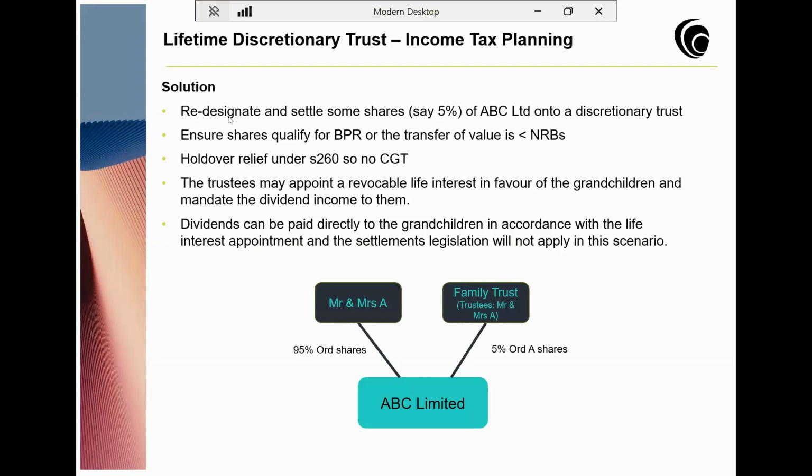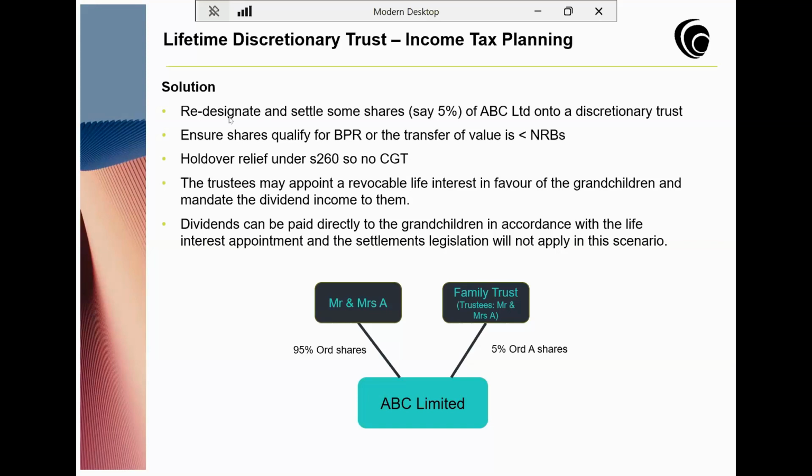Okay, now the transfer of the shares onto the family trust would qualify for holdover relief for capital gains tax under the same provision as I mentioned a moment ago. So at this point in time, the trustees own 5% of the share capital of a different class to Mr. and Mrs. A. So potentially dividends can be paid to the trust to the exclusion of Mr. and Mrs. A, and vice versa. Okay, but it's a discretionary trust.